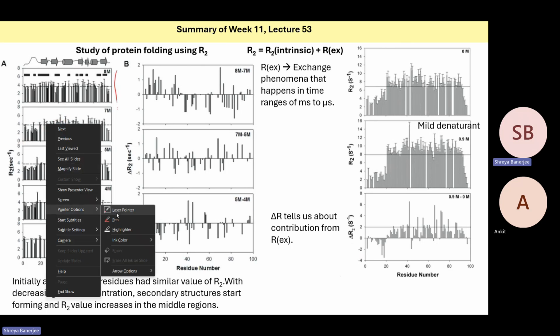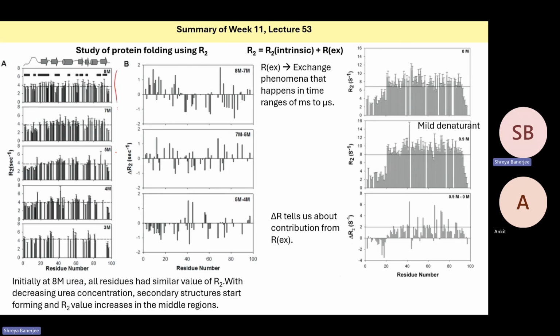If we look at the 5 molar graph, these values of R2 are going down. These values of R2 are coming up. So some secondary structure is forming in the middle residues. So like that, using different concentrations of urea, you can find in what residue the folding hotspot is. That means at what residue the folding is starting to happen.